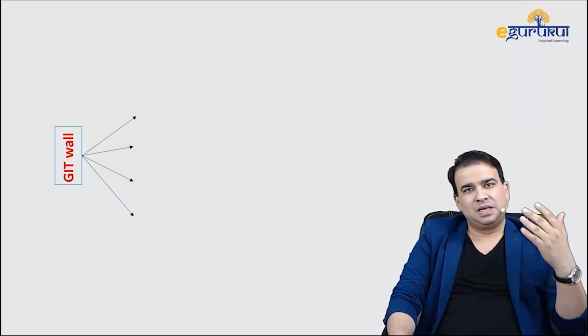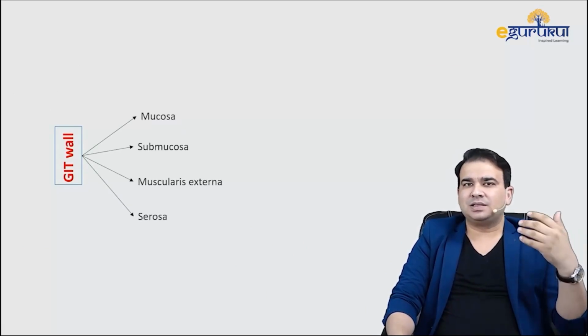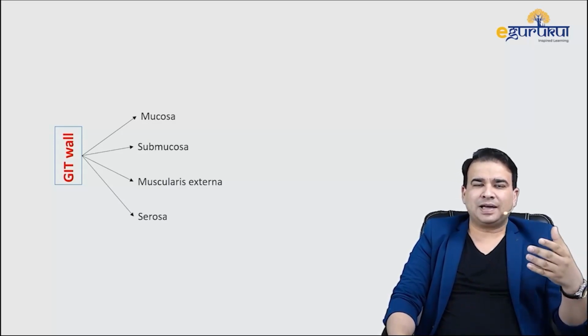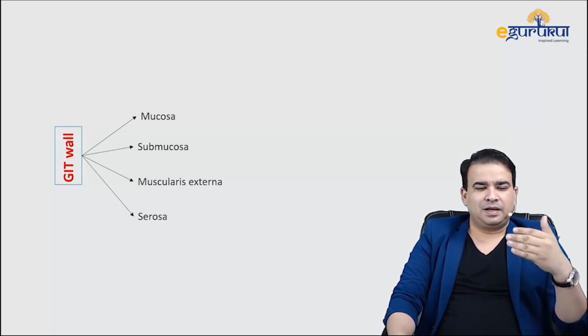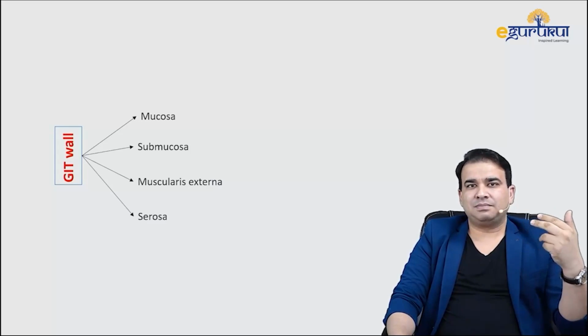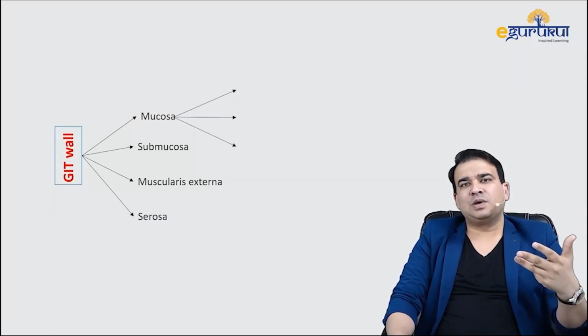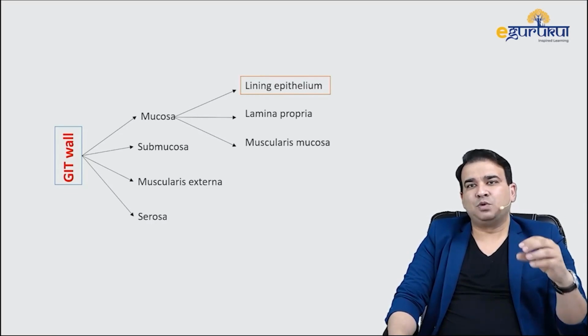Now let's talk about the GIT wall. Histologically we can divide the wall of the gastrointestinal tract into 4 parts, that is the mucosa, the submucosa, the muscularis externa and the serosa. And as we know, the mucosa can further be divided into 3 parts. Mucosa has 3 layers. One is the lining epithelium, we have the lamina propria, and we also have the muscularis mucosa.